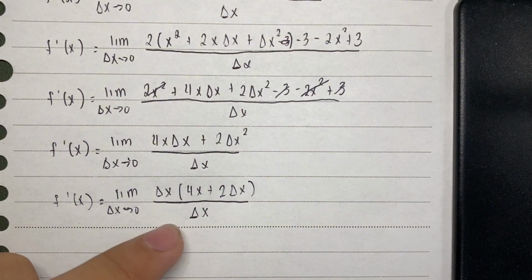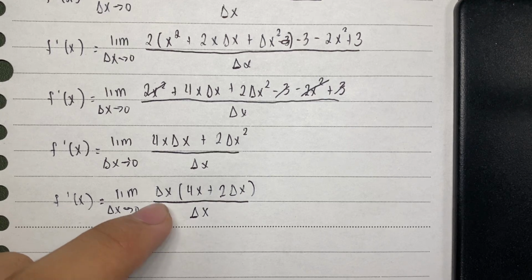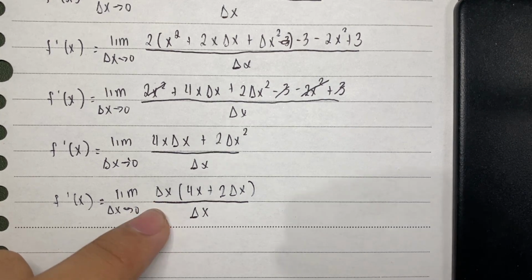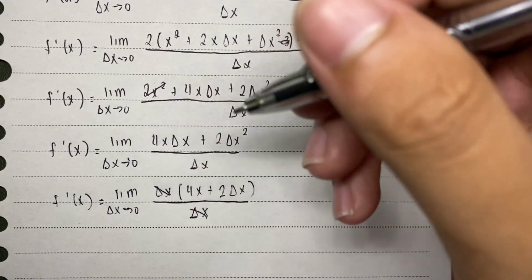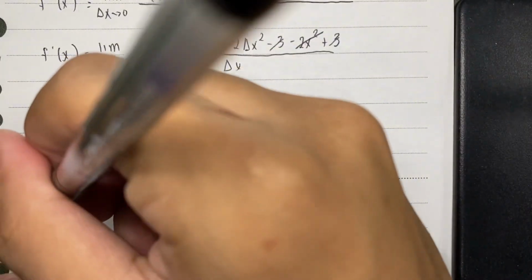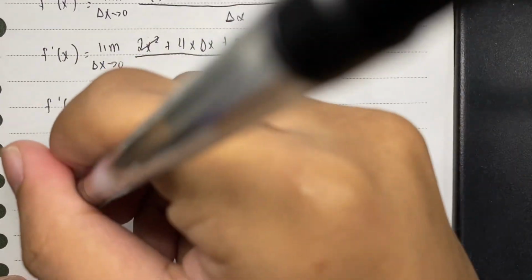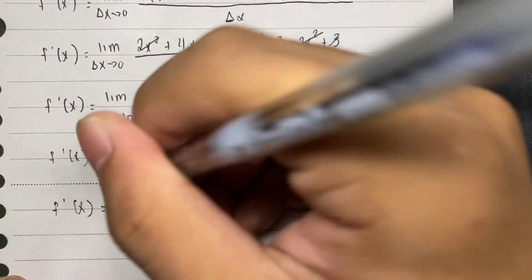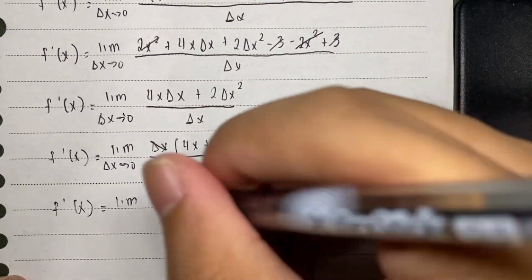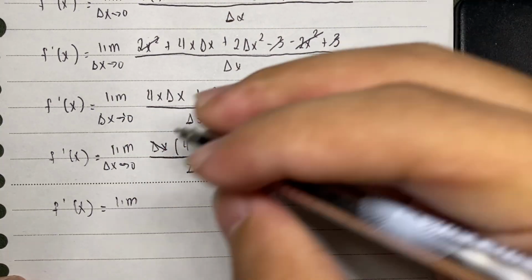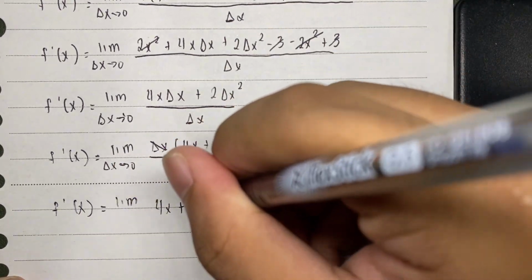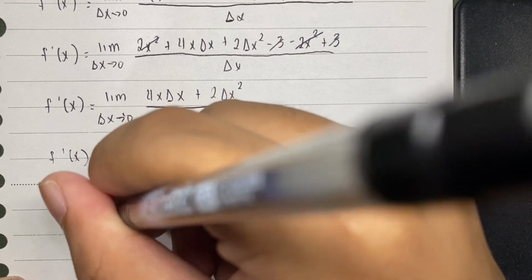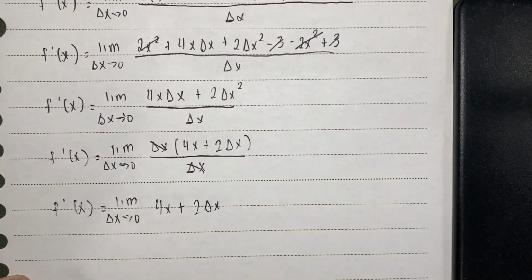Now we can see that in this equation we can cancel the delta x's out. So cancel, cancel, sorry, excuse, we're left with f prime of x is equal to the limit of 4x plus 2 delta x as delta x approaches 0.